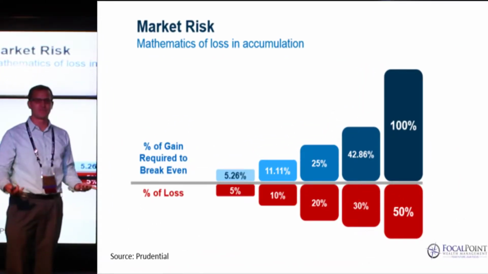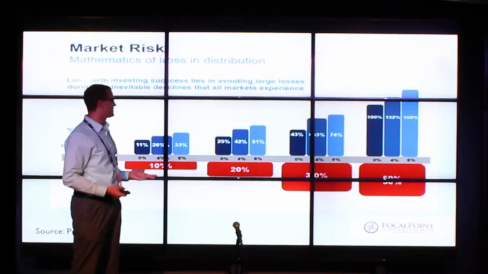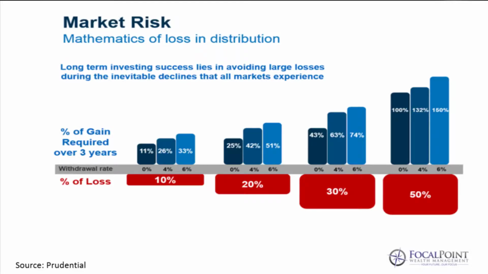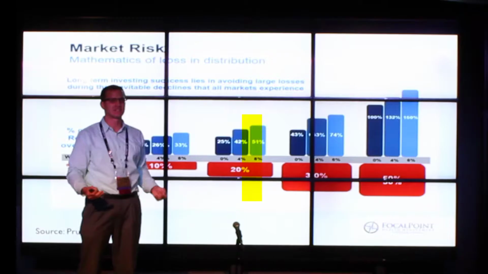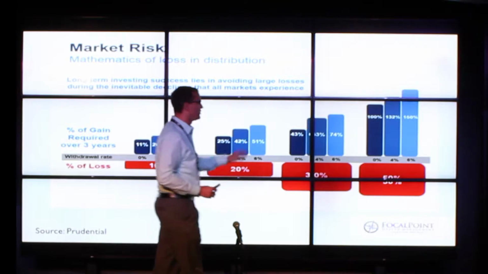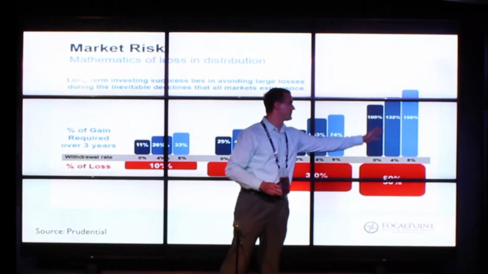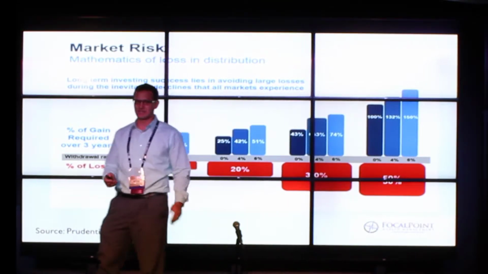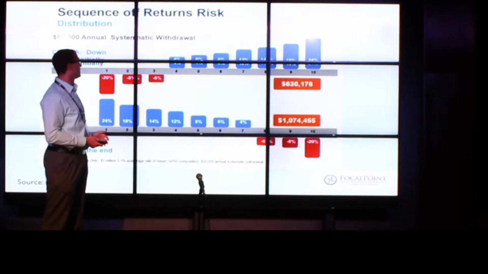More people are familiar with this concept, but what they're not as familiar with is, let's say you're withdrawing 4%. So you've got $1 million, you're taking $40,000 a year out to live on. If that's the case, if the market goes down 20%, you've got to go up 42% over the next 3 years to get back to even. So if you go down 50%, you actually have to go up 132% just to get back to even. A lot of people are not aware of this.